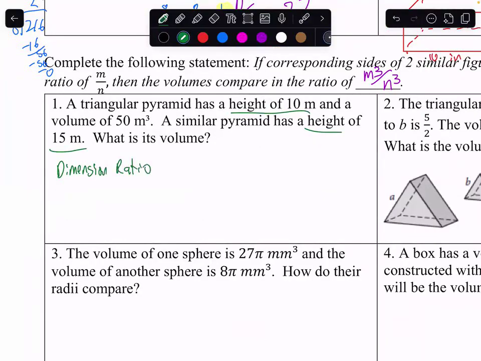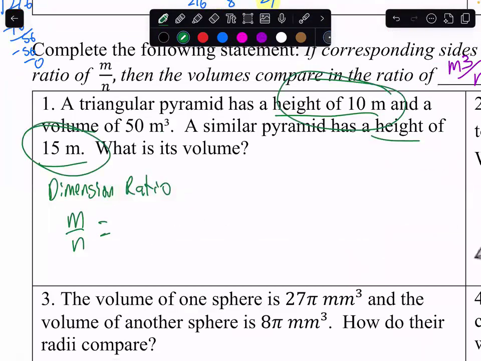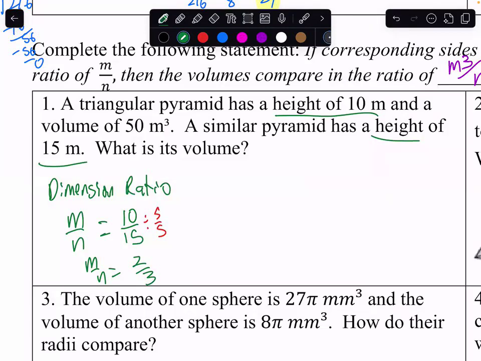Okay, so dimension ratio is always m to n. And then you find m and n from that specific problem. Okay, so again, in this problem, the 2 heights that you're comparing are 10 and 15. Okay, and yes, you could do 15 to 10. I'm just going to do it in the order the problem listed them. Okay, and like any fraction, you can reduce. So let's just go ahead and reduce. Okay, so we know that for this problem, the ratio of the shapes' dimensions, specifically their height, is 2 to 3.